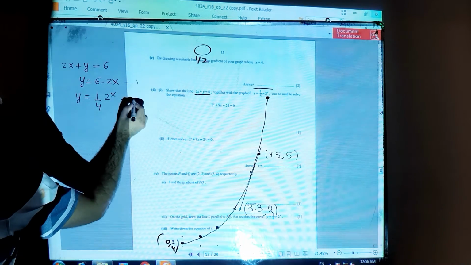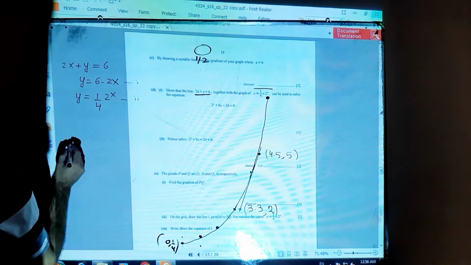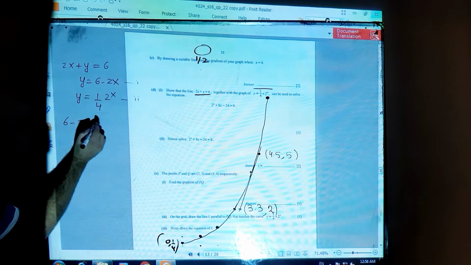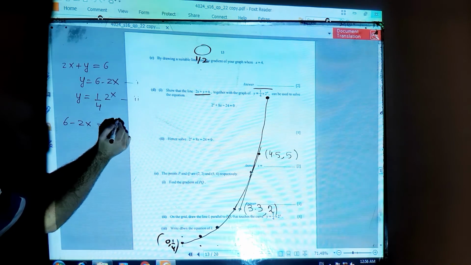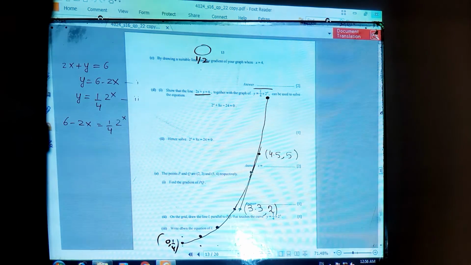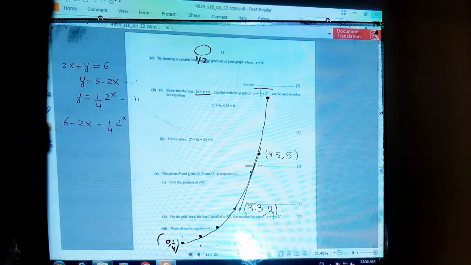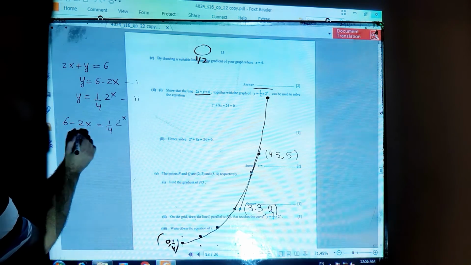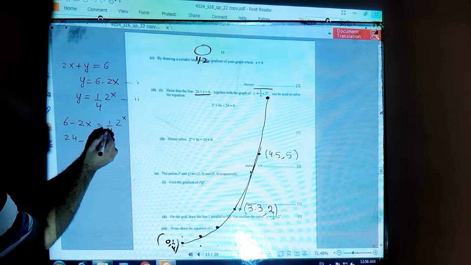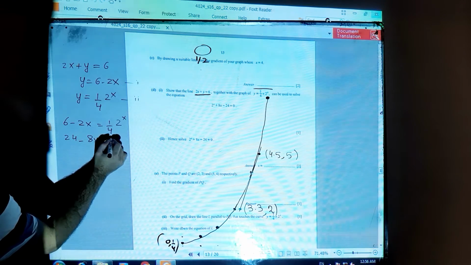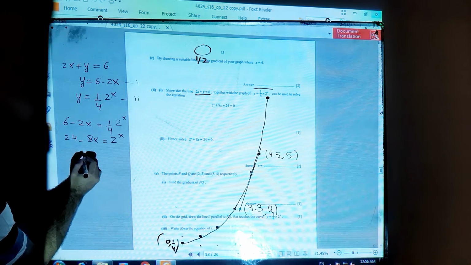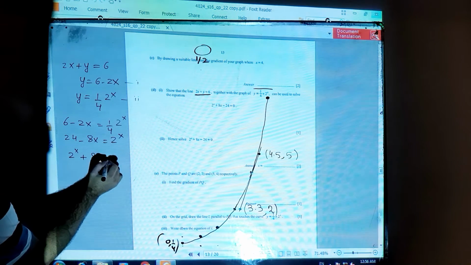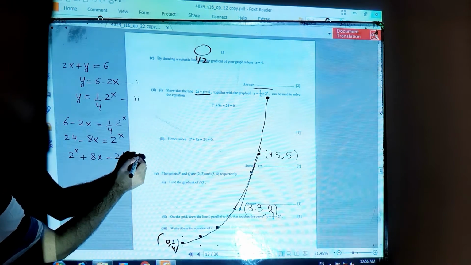This is equation 1, this is equation 2. You can equate them. 6 minus 2x is equal to 1 over 4 to the power x. You can rearrange the equation. The 4 will go on this side: 6 into 4 is 24, 2 into 4 is 8x, equal to 2 to the power x. Rearranging, 2 to the power x plus 8x minus 24 equals 0.